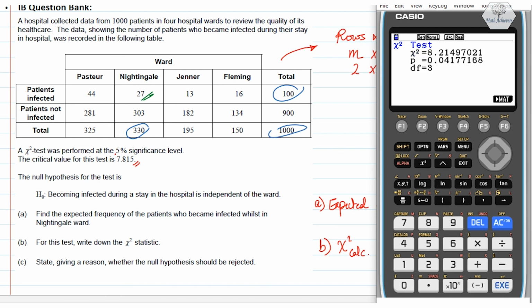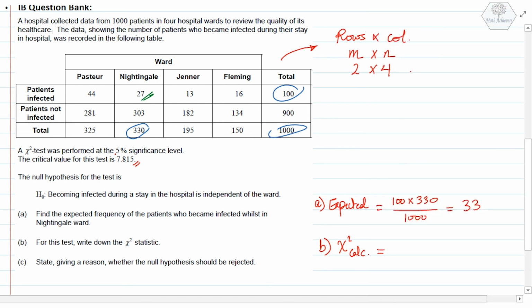This window gives me the chi-squared calculated or chi-squared statistic and the p-value. In our case, we need the chi-squared statistic. So this is 8.21. So now the chi-squared calculated is 8.21.